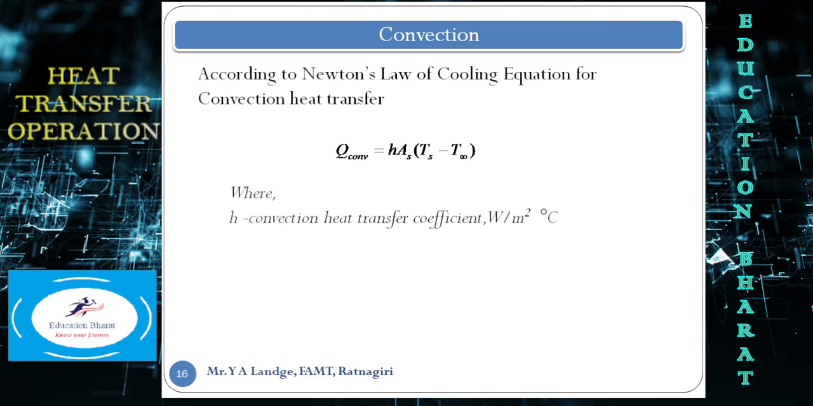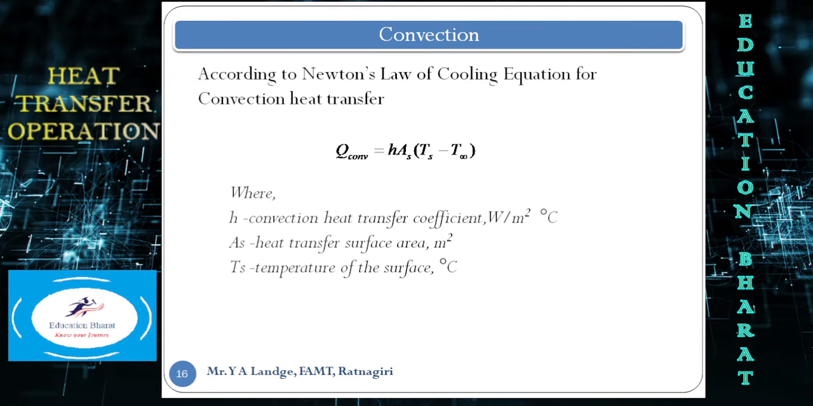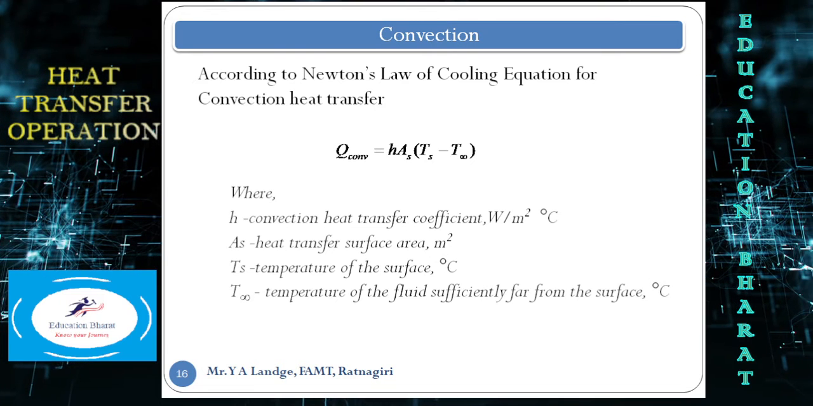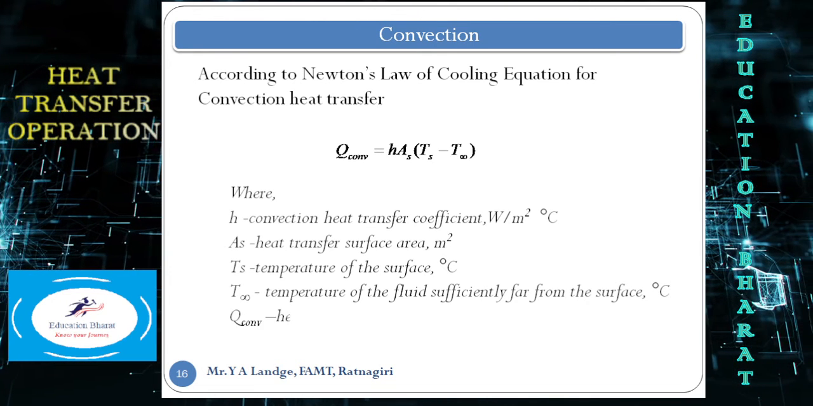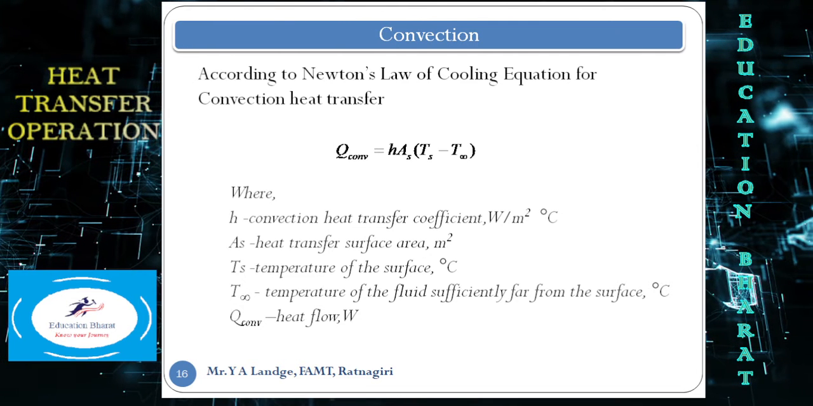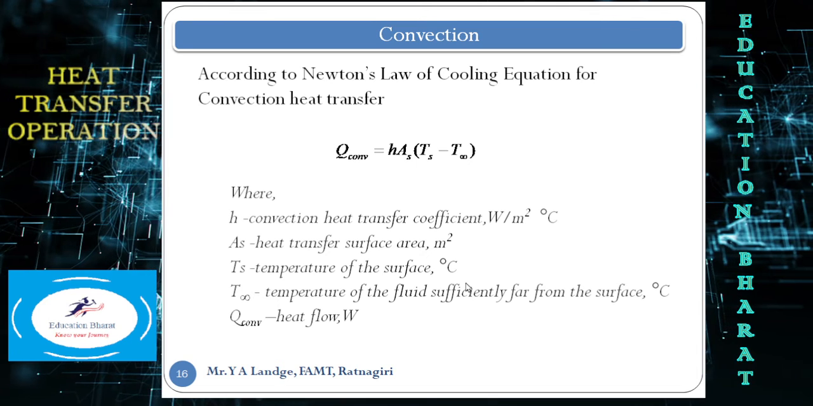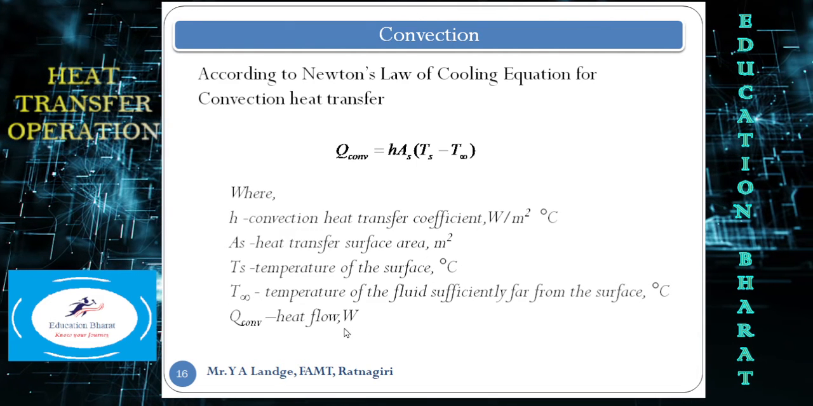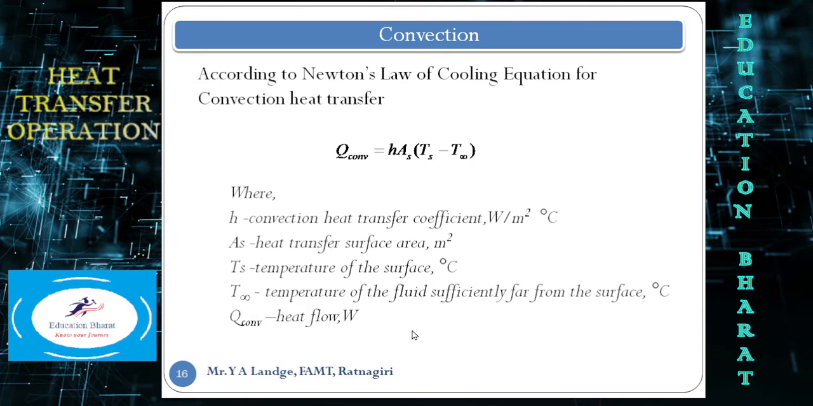So here h is the convection heat transfer coefficient, A is the surface area, T surface is the temperature of the surface, and T infinity is the temperature of the fluid sufficiently far away from the surface, that is the surrounding temperature, and Q convection is the heat flow. The units are: watt per meter square degree Celsius for h, meter square for the area, degree Celsius for the temperature, and the heat flow rate is measured in watts.